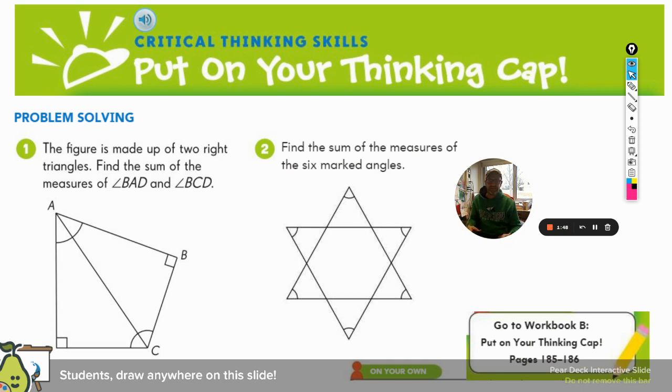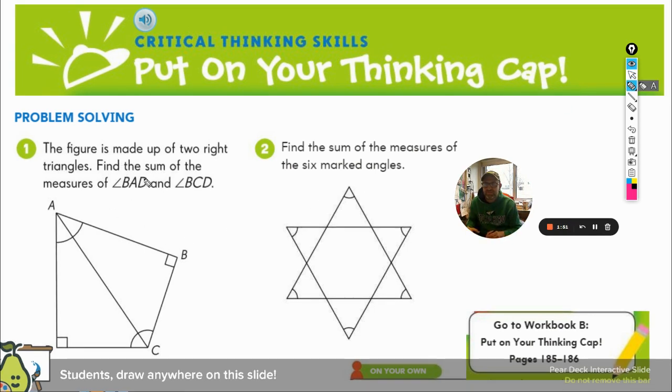Okay. Number 1. This figure is made up of 2 right triangles. Find the sum of the measures of BAD and BCD. Okay, so you're going to have to add this angle, and this angle, and this angle, and this angle. Well, you know that one plus that one, because this is a right triangle, is going to be 90. You know that one plus that one is going to be 90. So if you add that one and that one, the total is going to be 180.